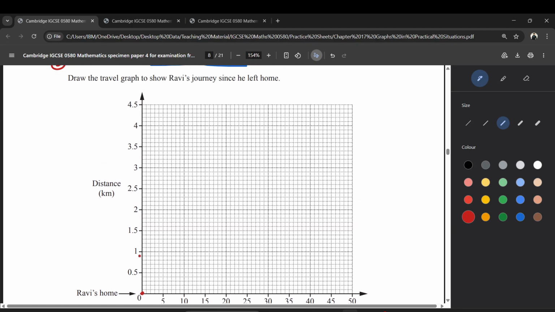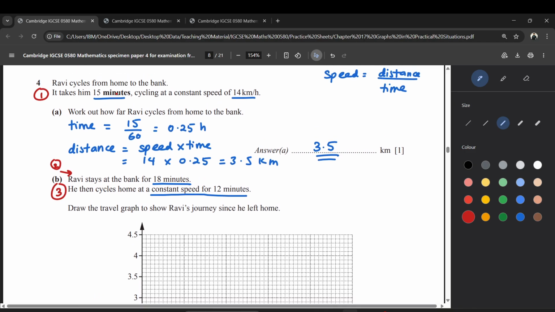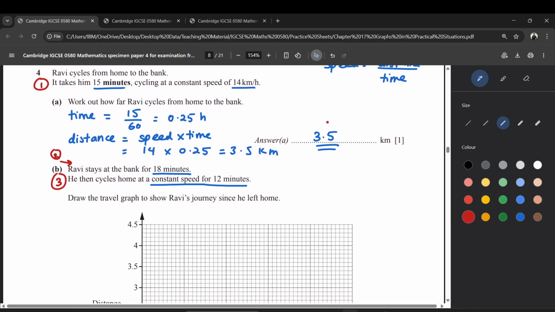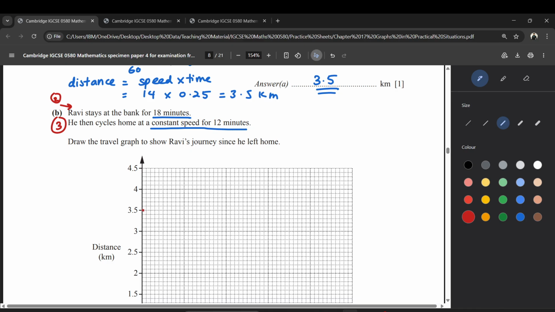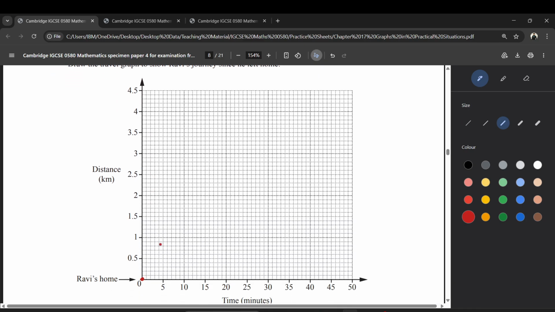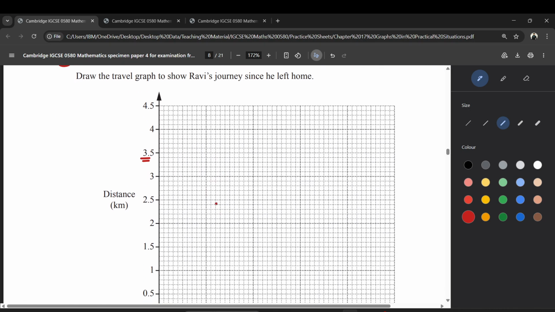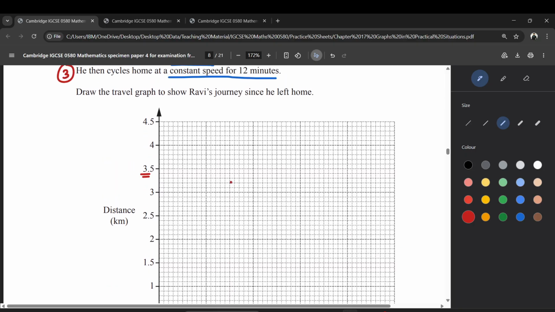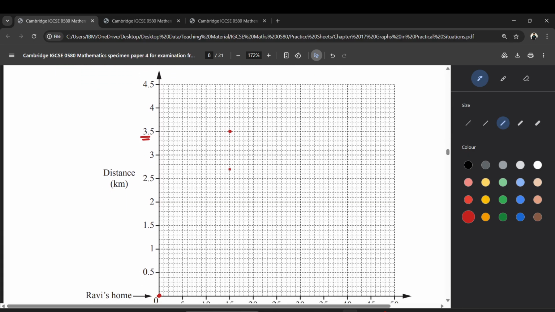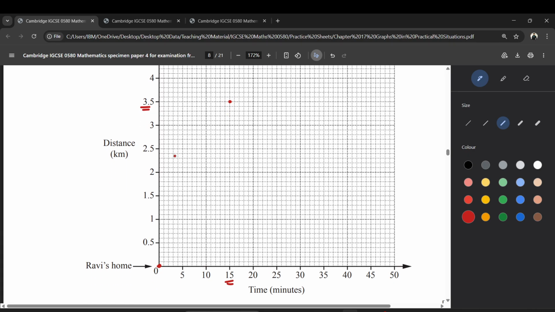Now let's try to draw the first part of the journey. 15 minutes and the speed is 14 kilometers per hour. So how much distance was covered? We already worked that out, right? So that was 3.5. So the value on the y-axis will be 3.5, and that would be 15 minutes. So it's over here. This is my 15 minutes. 15 minutes and 3.5. So let's see. It's going to be over here. All right. So that is 15 minutes and 3.5 kilometers.